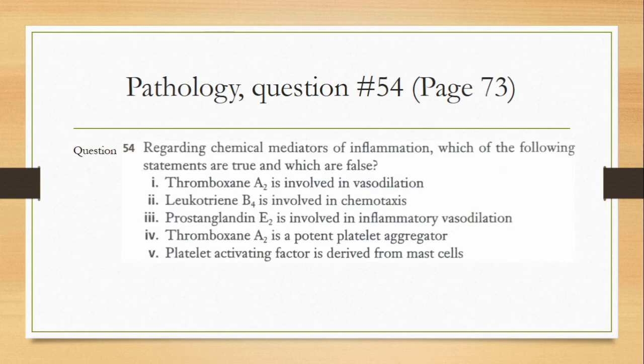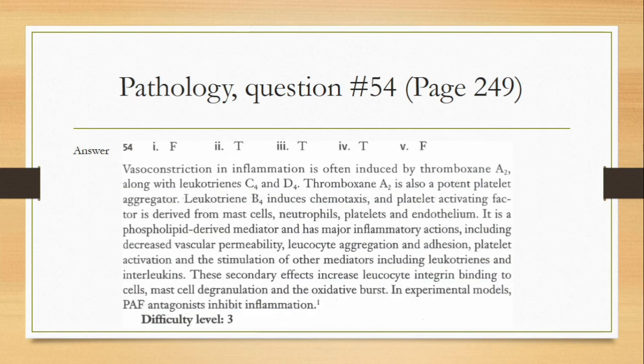Question 54 is about chemical mediators of inflammation. And the statement number 5 says platelet activating factor is derived from mast cells. And when you look at the answer, it says that that statement number 5 is false. But when you read the explanation in the answer, it says that platelet activating factor is actually derived from mast cells. So this should be true instead of false.